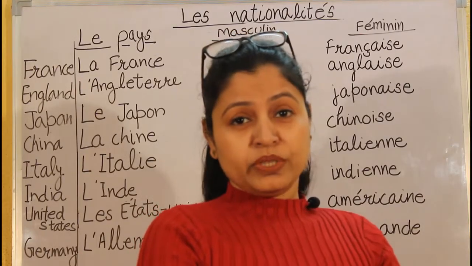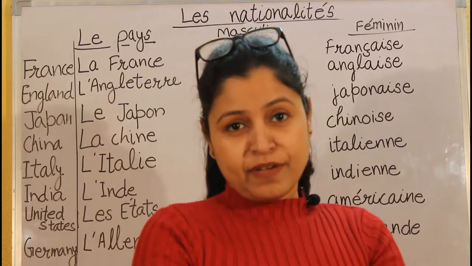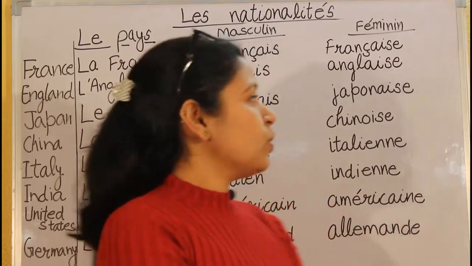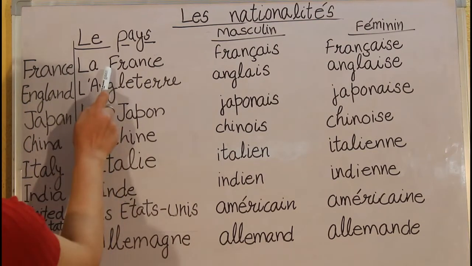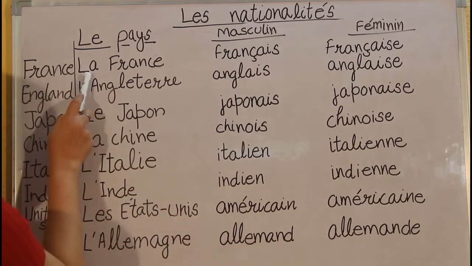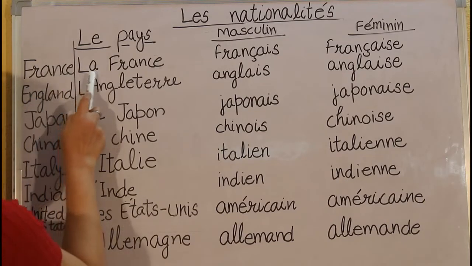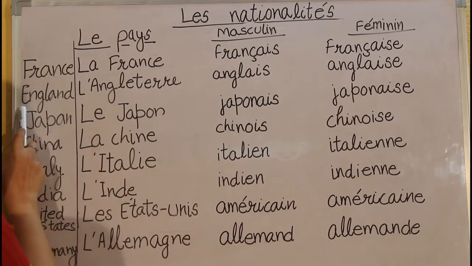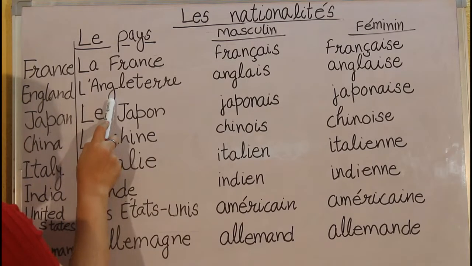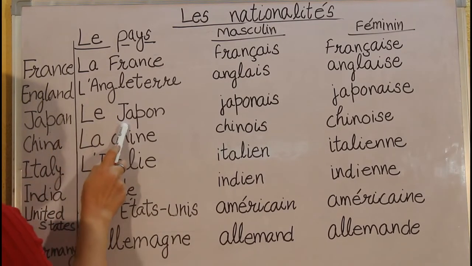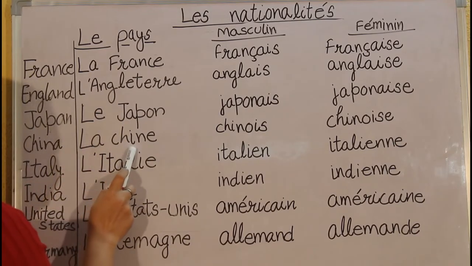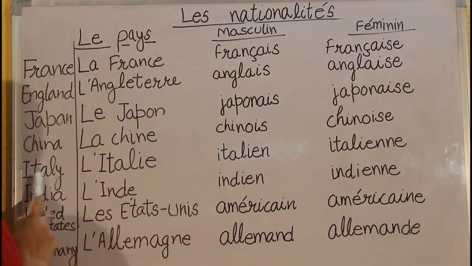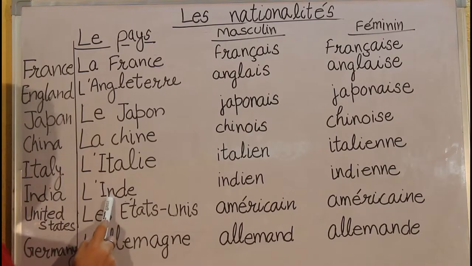In French, as we know, everything is masculine or feminine. So we have put all the countries also in masculine and feminine categories. Like La France. France is actually a feminine country. France is called La France. England is called l'Angleterre. Japan is called Le Japon. It is masculine. China is called La Chine. Italy is called l'Italie. India is called l'Inde.